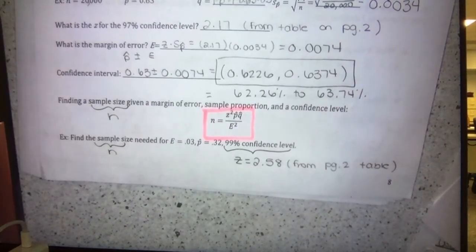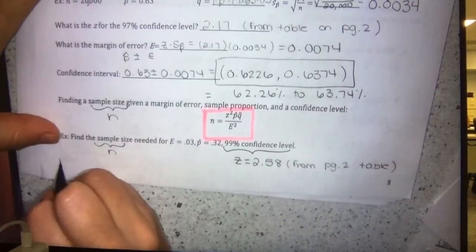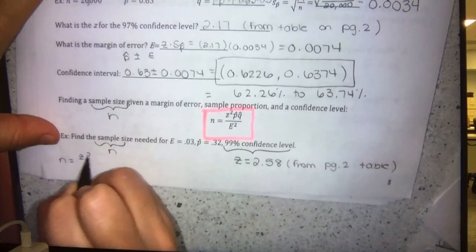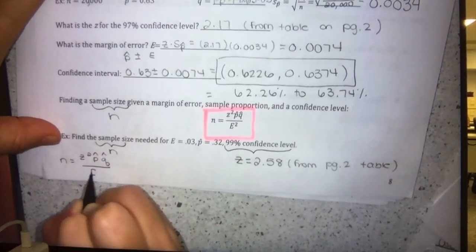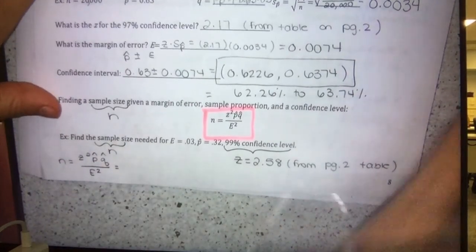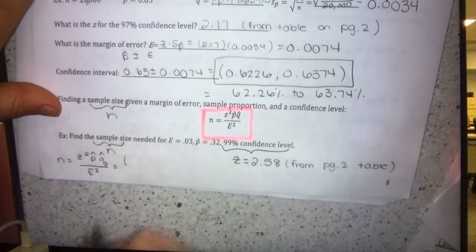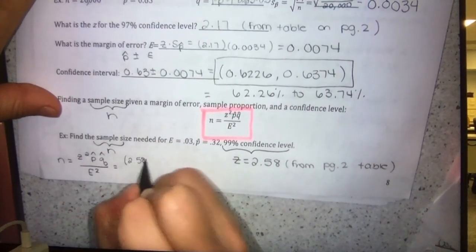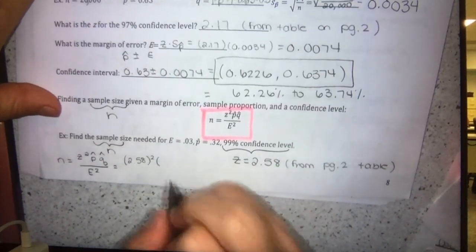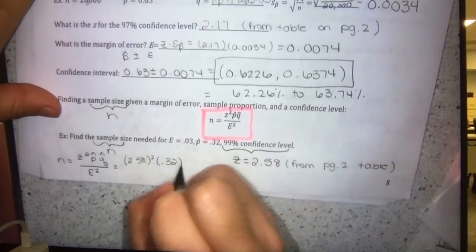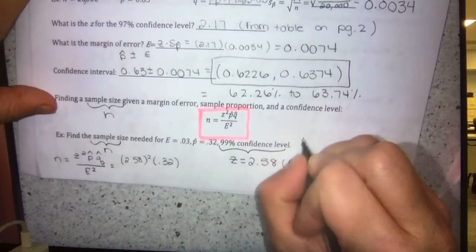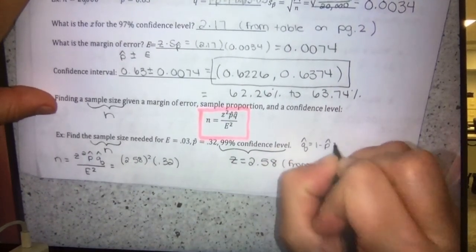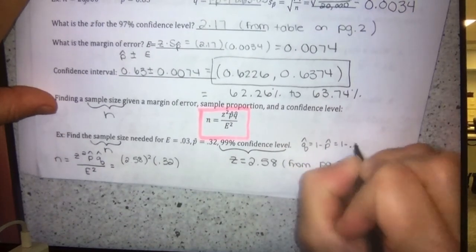So now we have everything we need, just plug it in. So n equals z squared times p hat times q hat all over our error squared. So our z value is 2.58 squared times p hat, which is 0.32. That means our q hat, by the way, is 1 minus p hat, so 1 minus 0.32.